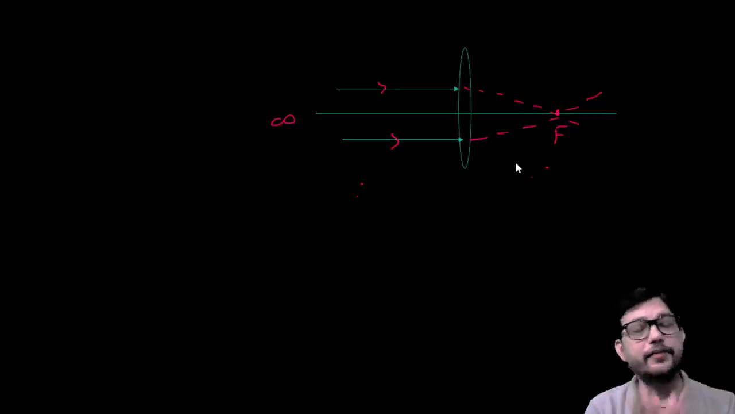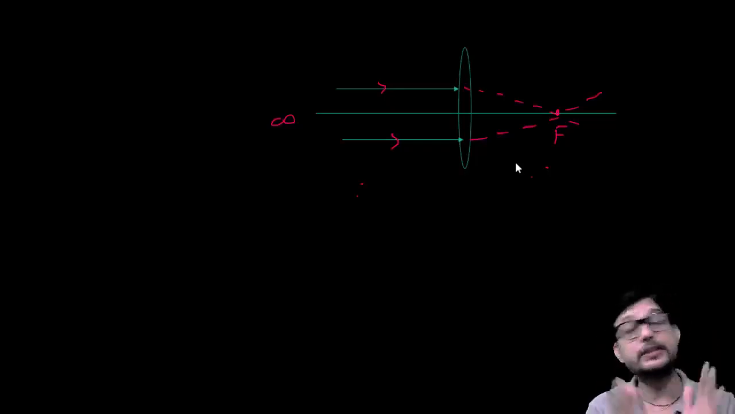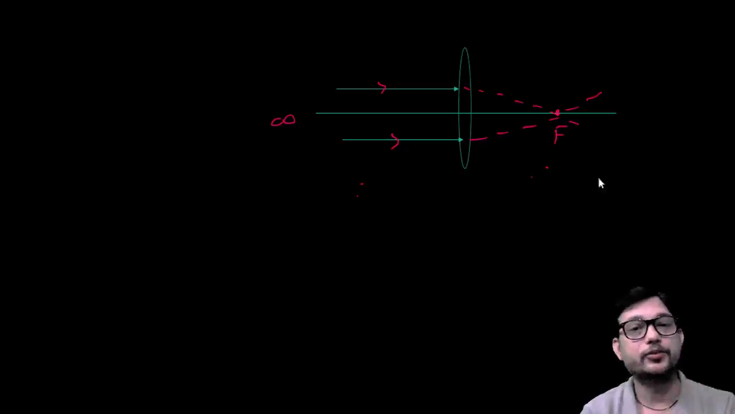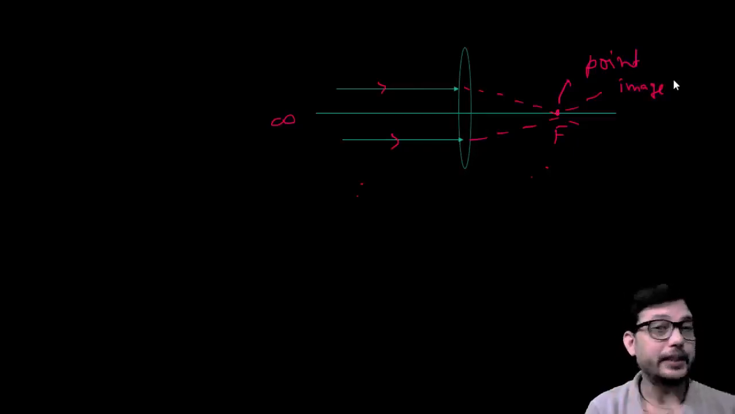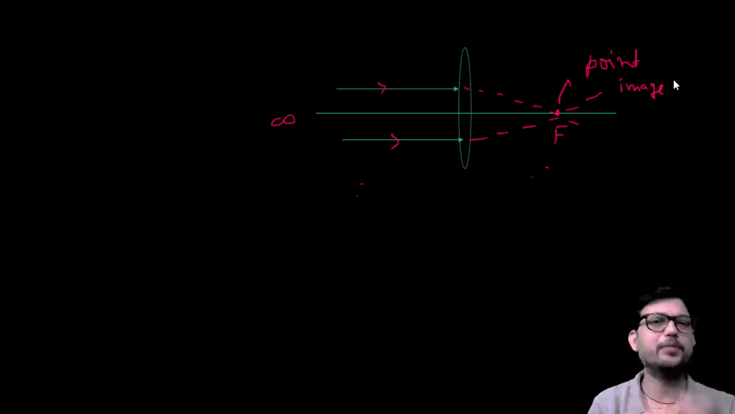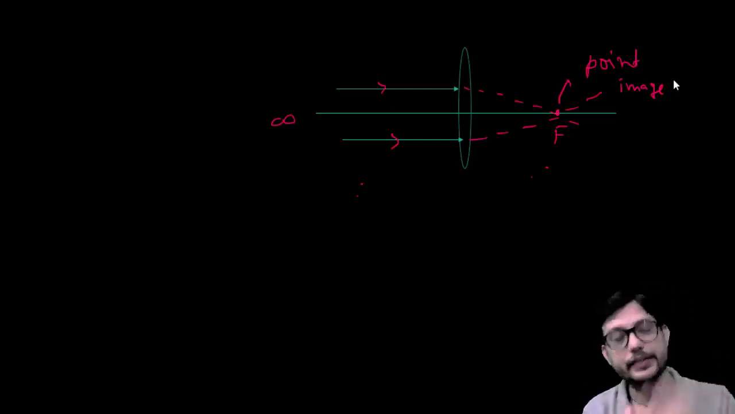Okay, so if we take the rays which are parallel to the principal axis, then we get a point image. So this is basically a point image, and if we get a point image, then how is it possible to magnify a point? Or we can say that a point can be magnified but not up to a definite length. Okay, so we are in need of that.